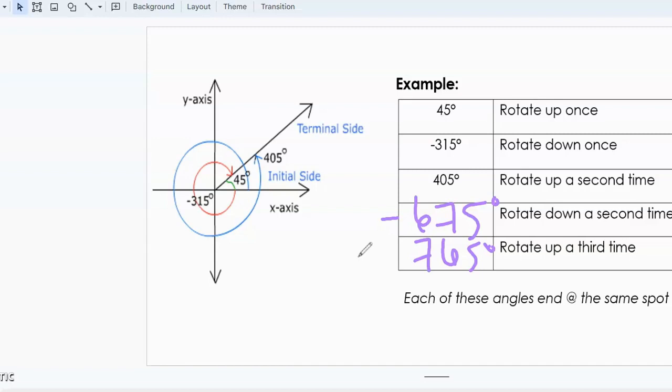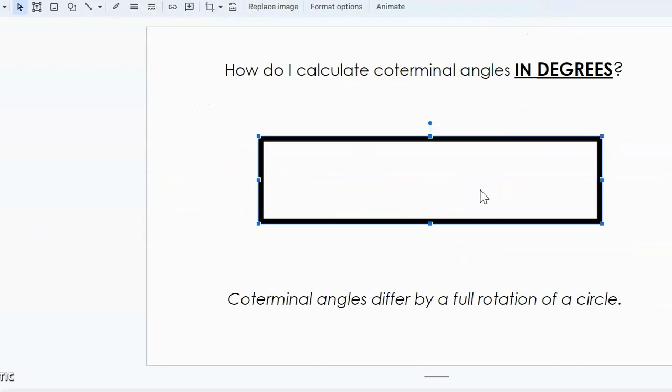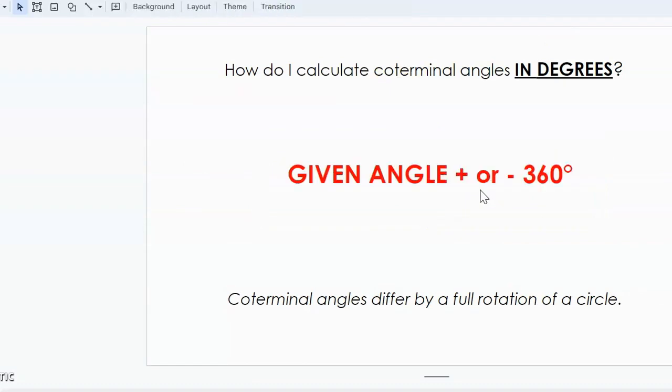And when you think of that mathematically, how are we actually able to compute that into something that makes sense? So if we think about it, we are going to take our given angle, so again, whatever it is, in this case, say it's 45, and then you're either going to add another rotation, so add 360 degrees, or you're going to subtract a rotation, negative 360 degrees. And again, you can do this as many times as you want, so that just means you can keep adding or you can keep subtracting. It is up to you depending on what you are searching for.